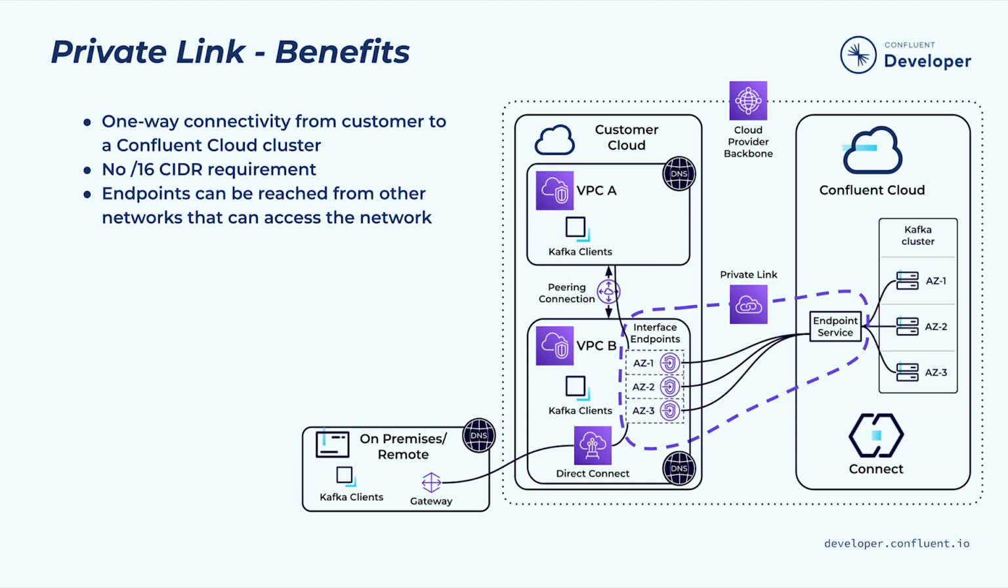Kafka clients that are peered to the VPC or VNet where the private link is set up will be able to access Confluent. You don't have to run HAProxy or Nginx, as long as the DNS is properly configured and clients can access endpoints in the private linked VPC or VNet.